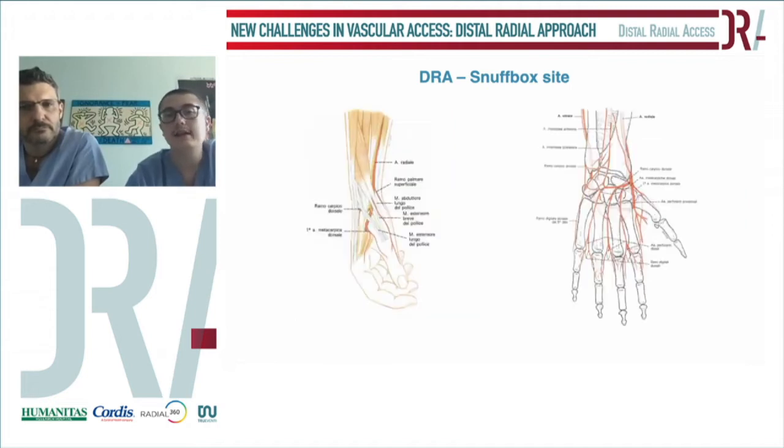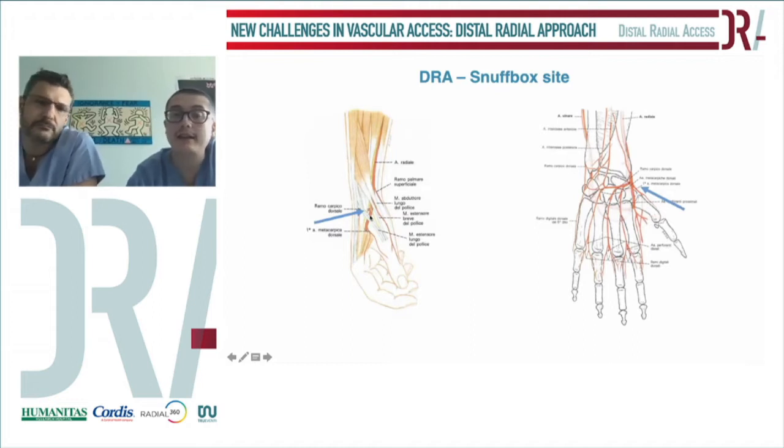And this is our puncture site. The really good thing about the anatomical snuff box puncture site is that you puncture the artery not in a prone position, not in a supine position, but in a lateral position that is really comfortable for patients and operators if you go to the left radial.